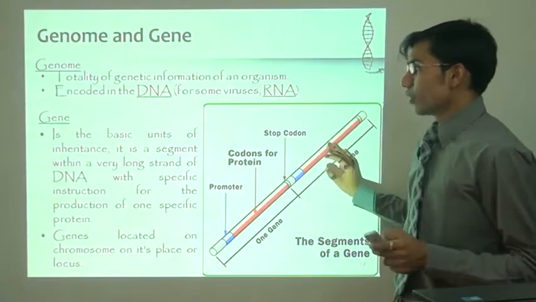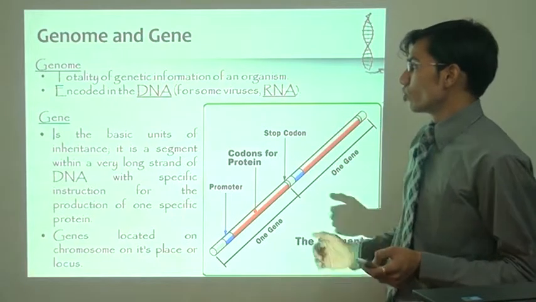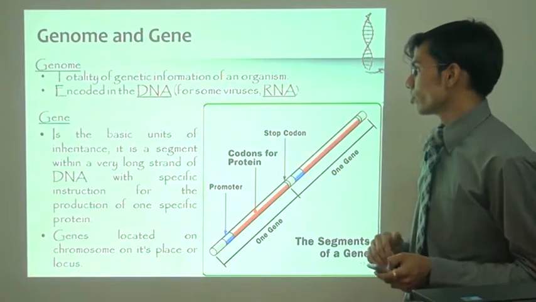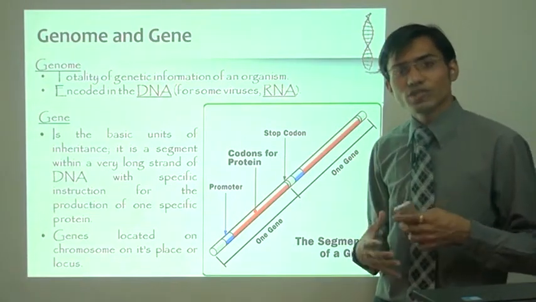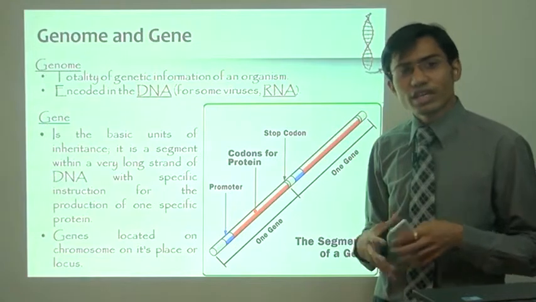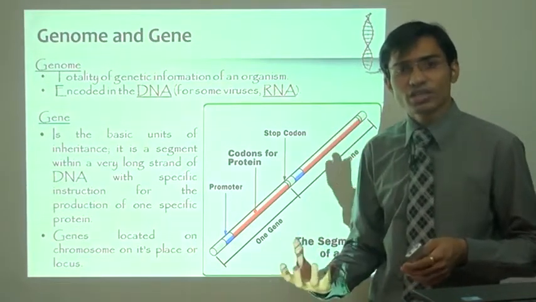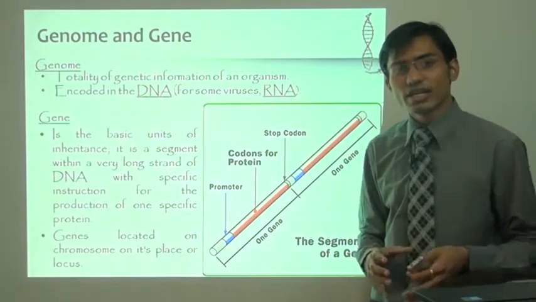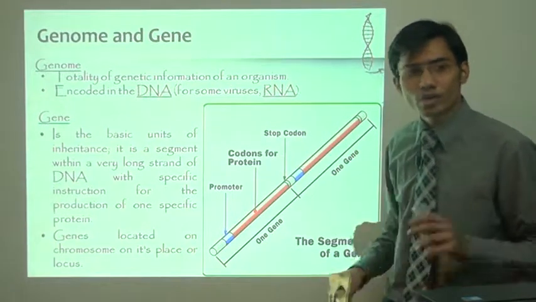Now the last concept, genome and gene. What is genome? Totality of genetic information of an organism encoded in the DNA. For some viruses it is RNA. So genome is the totality of genetic information present in an organism. In a particular cell, the total content of DNA present is called its entire genome, but some viruses don't contain DNA, so for them the total genome is the RNA content of that particular virus.